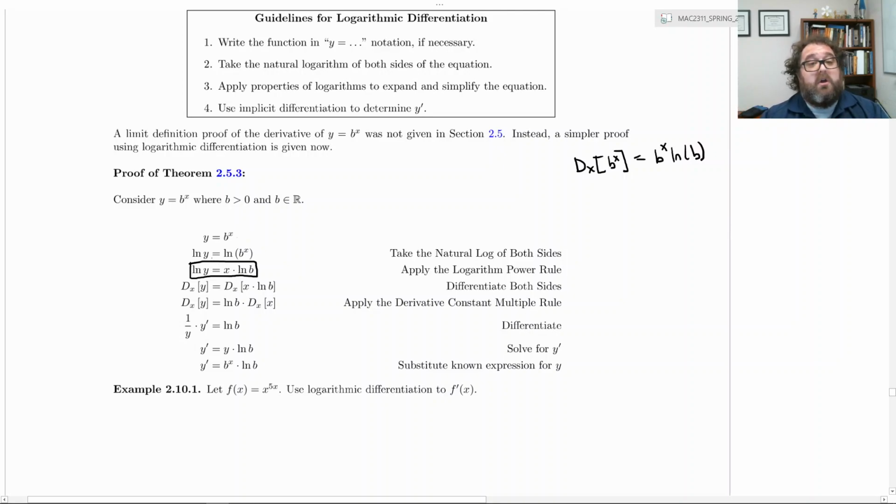But that's no problem, because we can now take the implicit derivative of the equation. So the derivative of both sides with respect to x. Notice we can factor out here on line 5. We can apply the constant multiple rule and factor out the natural log of b from the derivative, because natural log of b is just some constant. And then we differentiate on the next step.